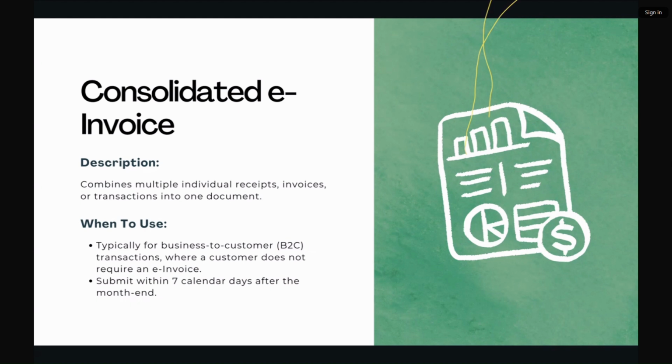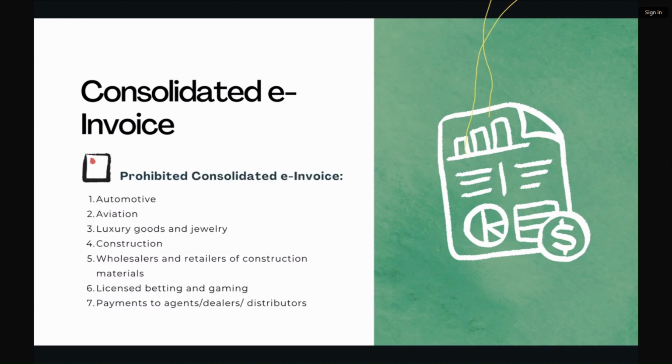So that's where the consolidated invoice comes in. You combine multiple individual receipts or invoices into a single submission, which allows you not to have all the details. This is very common in B2C, where a customer does not need any invoice. Same thing, by the 7th day of the next month. For instance, if the transaction is on the 19th of March, you can perform your consolidated e-invoice on the 7th of April. So that's the timeline.